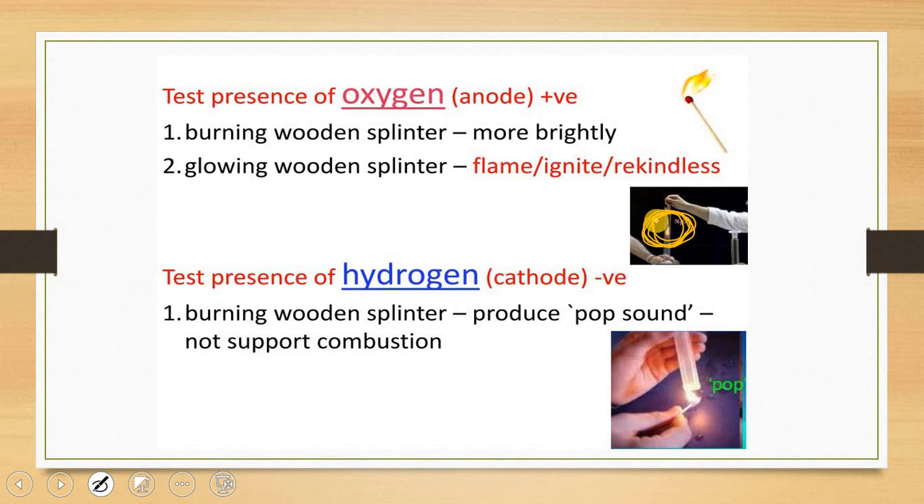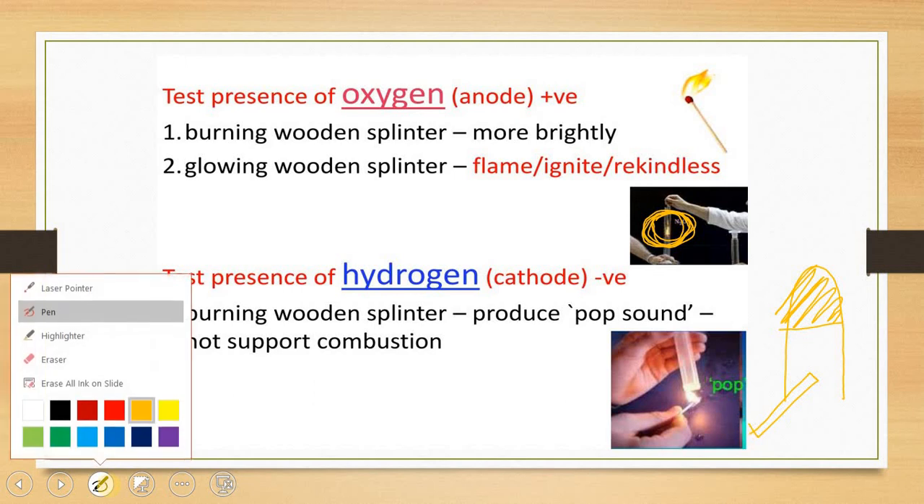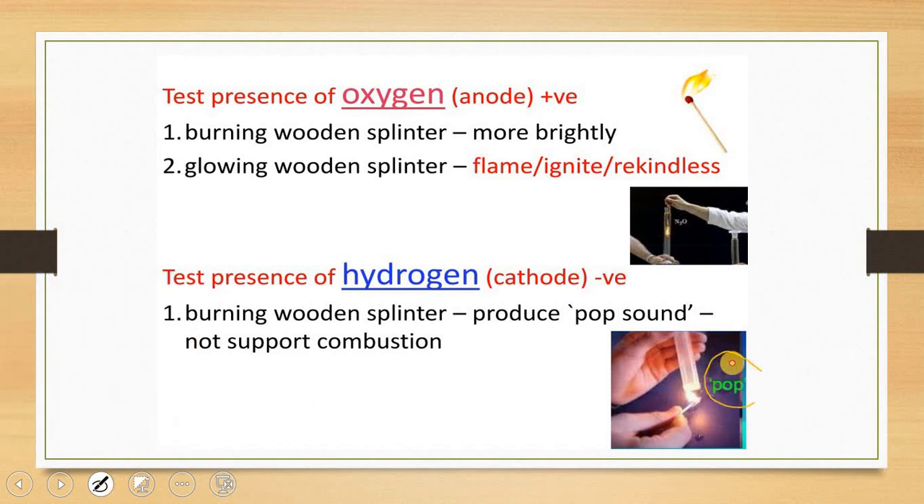And then for hydrogen, for example, if we tilt the test tube that has hydrogen gas, and then you bring your wooden splinter near, there will be a pop sound. So when you open your test tubes, there were two test tubes earlier. When you open them like this, you put the wooden splinter here and here. One will make a pop sound and one will reignite. The pop sound will be for hydrogen and the reignite will be for oxygen.